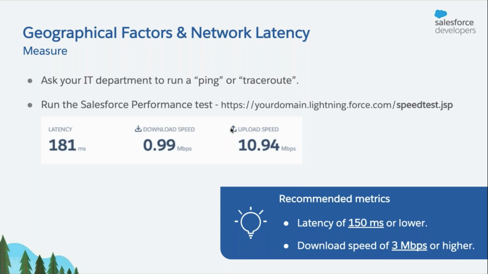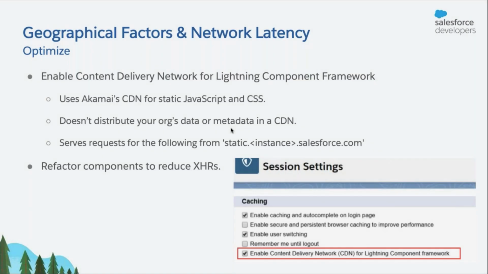And clearly, this is a screenshot that I've taken on my own system with my home network. And I can see that it is definitely not up to the mark. So that is one thing to remember. These are the recommended metrics. Now, how do you optimize it? Like I said, we at Salesforce are optimizing it, but you also have certain things under your control.